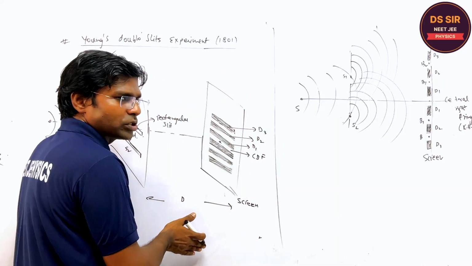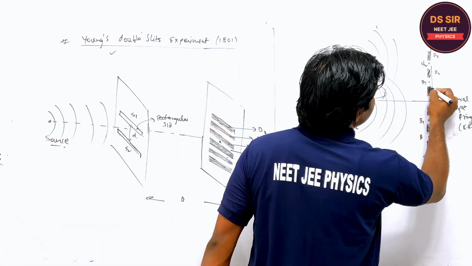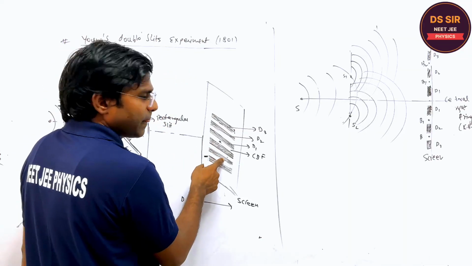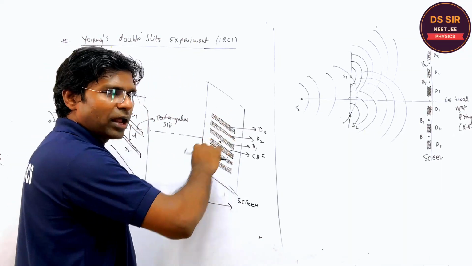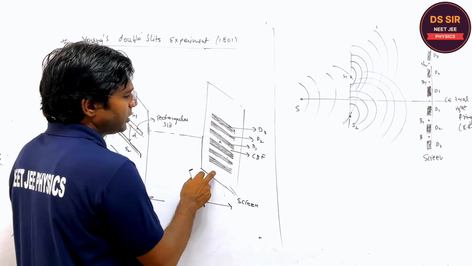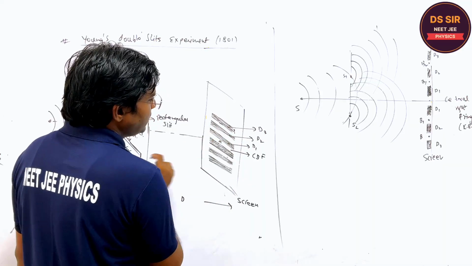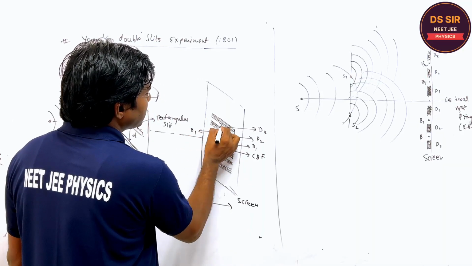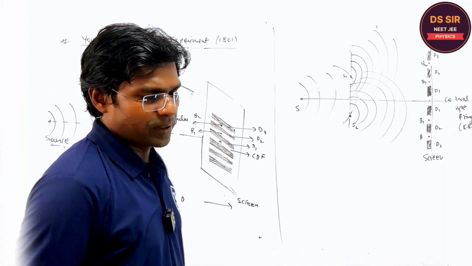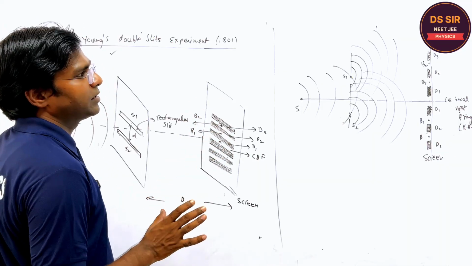So if you cut the cross section, you will get this type of pattern on the screen. These are the rectangular strips. On the screen, consecutive bright and dark rectangular strips are found, and these rectangular strips are called fringes. This is D1, D2, D3, and this is the central bright fringe. This is B1, this is B2. This is the fringe pattern. Consecutive bright and dark fringes are obtained.